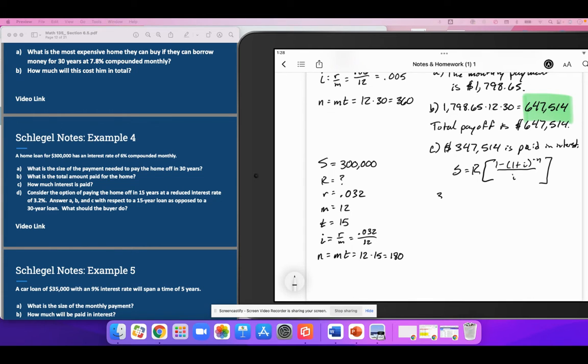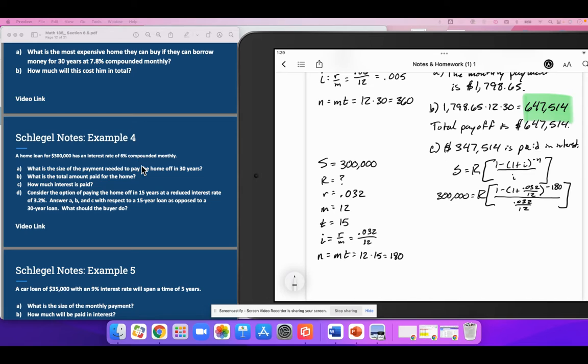So we have 300,000 equals R times 1 minus 1 plus our I, which is 0.032 over 12, to the negative 180. All that is over 0.032 over 12.